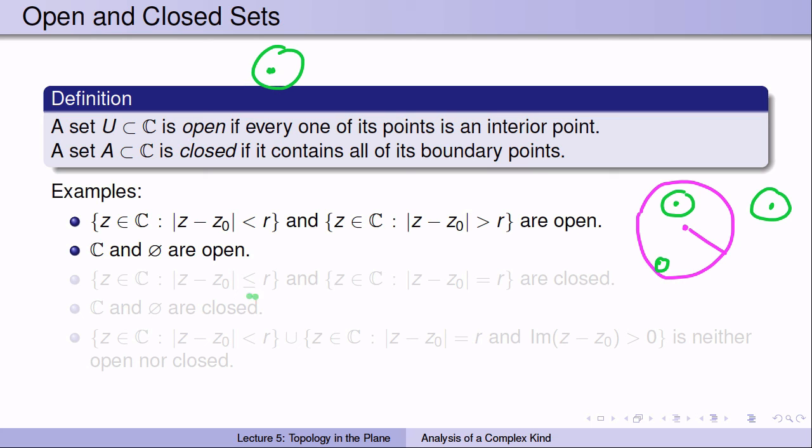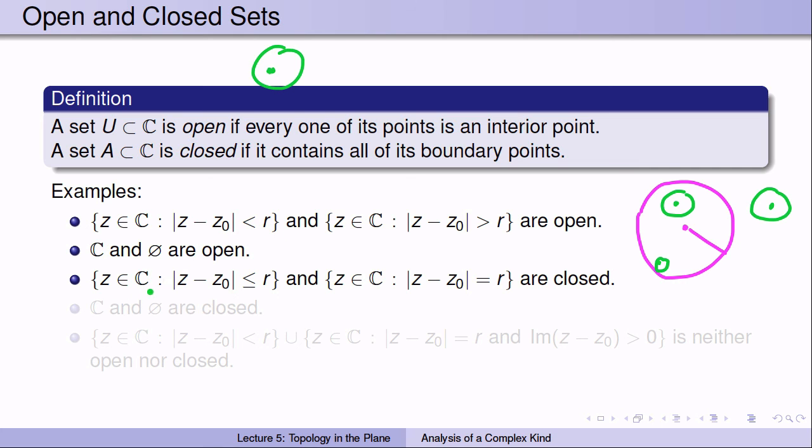The empty set being open is a little funky, but the empty set doesn't have any points that fail to be interior points, and so it contains all of those. So that's a little bit of a mathematical technicality: the empty set is also open.